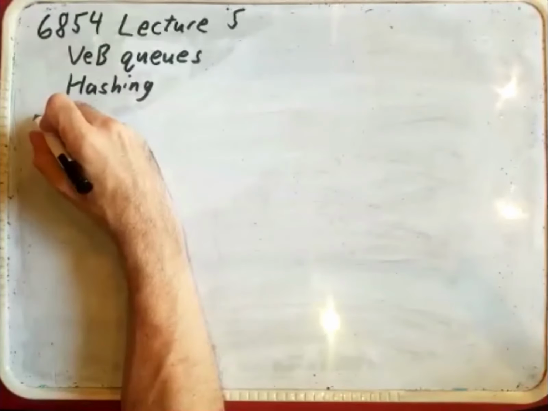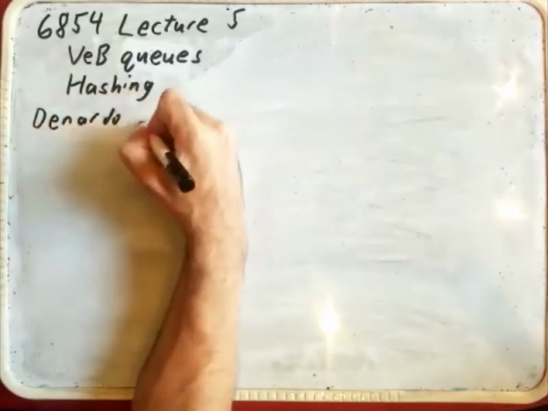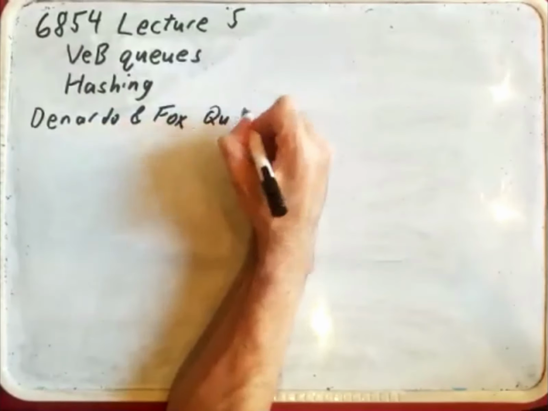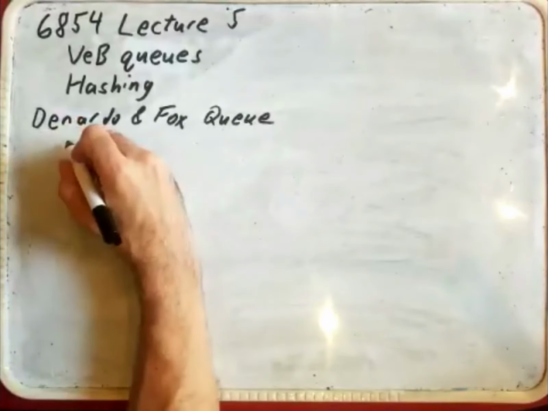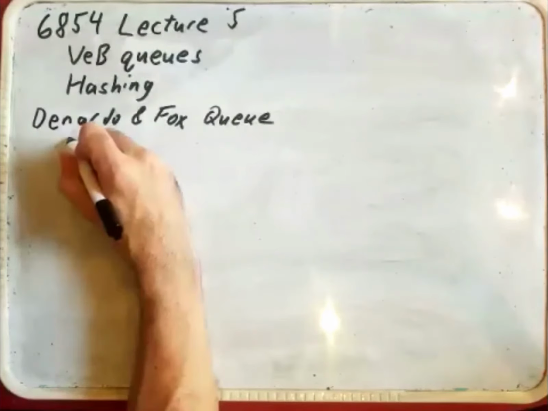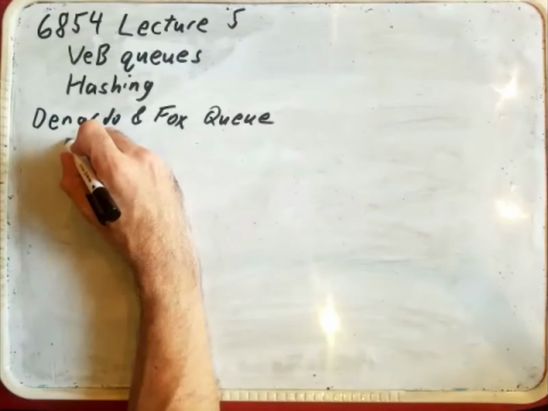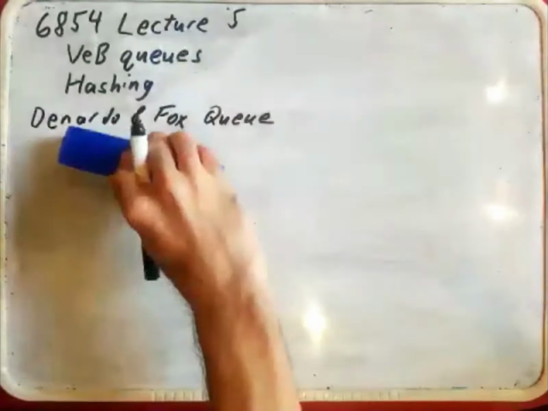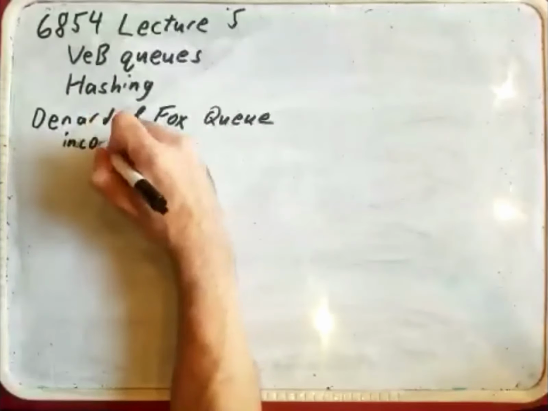If you recall, last time we looked at the Dinitz and Fox priority queue. And this was basically a, how would I say this? Compressed, no, that's not a good word for it. An incomplete trie.